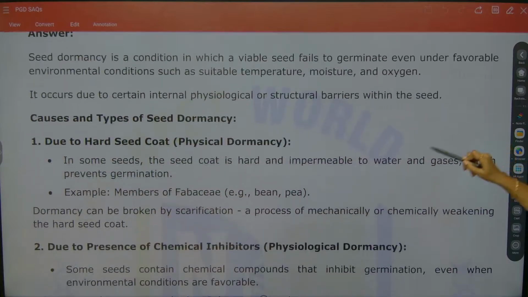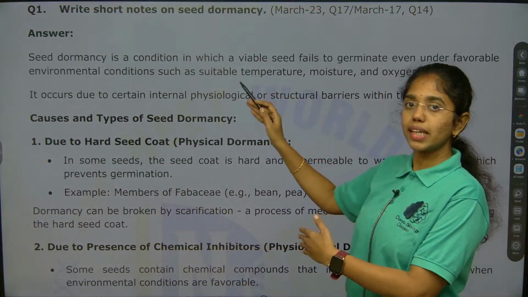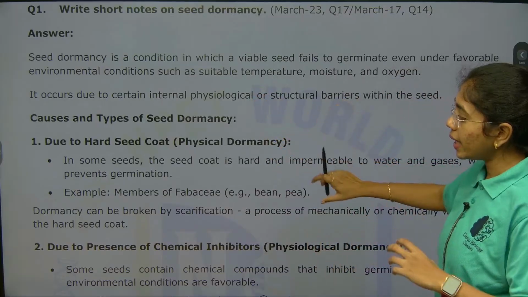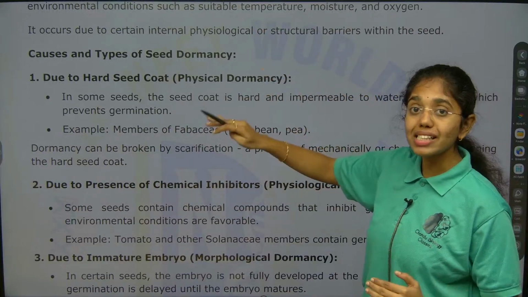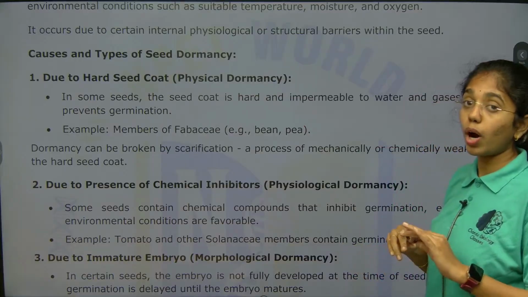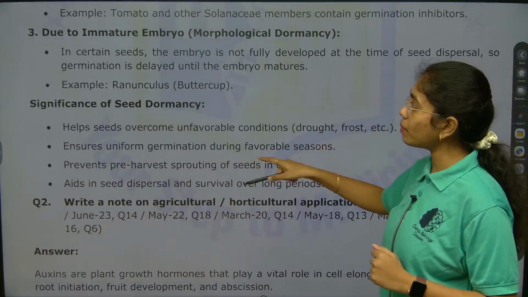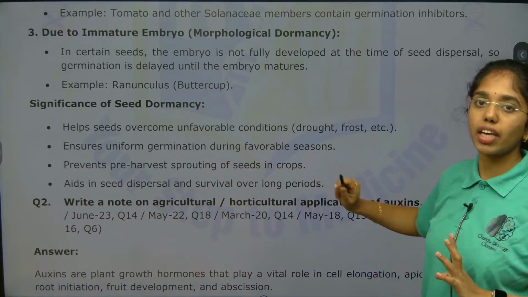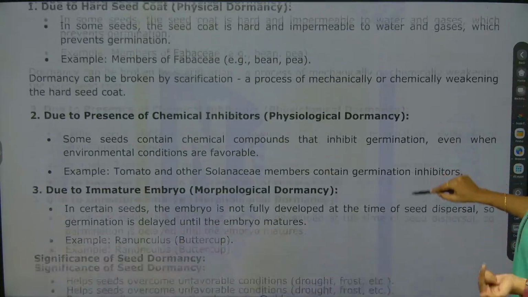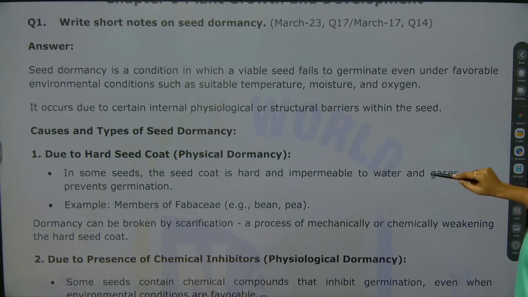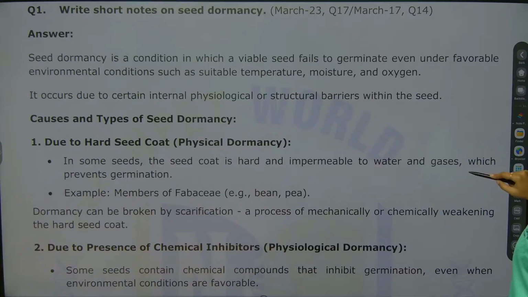First and foremost thing, you have to explain what is seed dormancy at the beginning. Just give out the definition in a proper way, and then please provide the causes and types of seed dormancy. What are the causes of seed dormancy and what are the types of seed dormancy? Last is significance of seed dormancy. This is the way you have to frame out the answer. So look at it first. Write short note on seed dormancy.